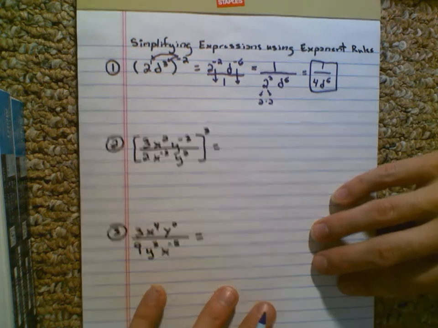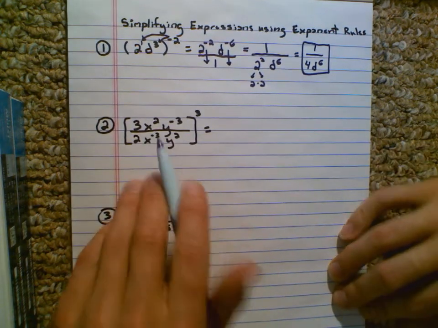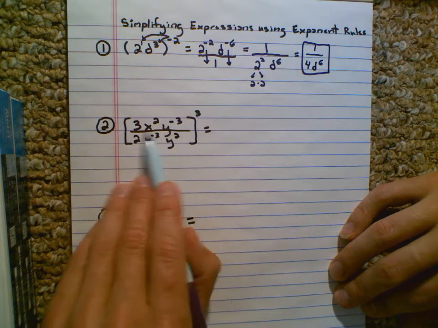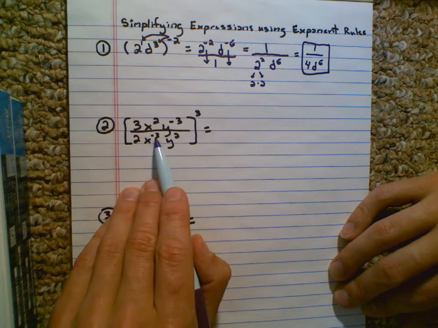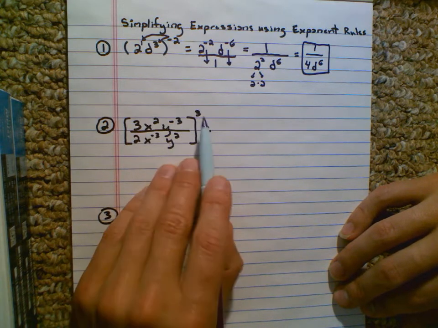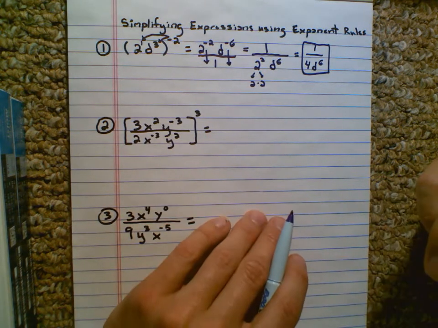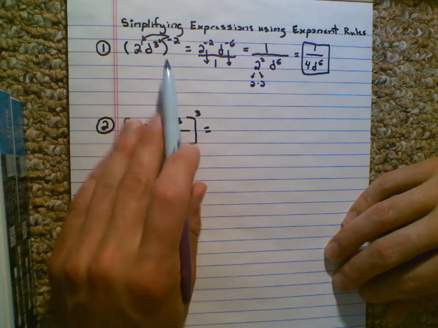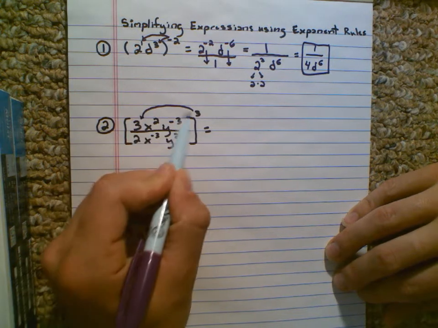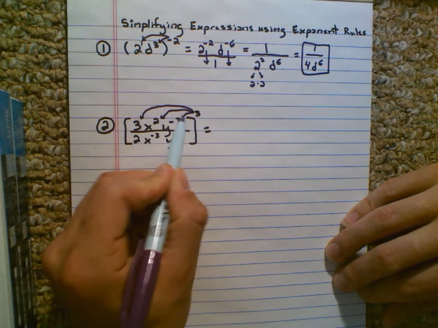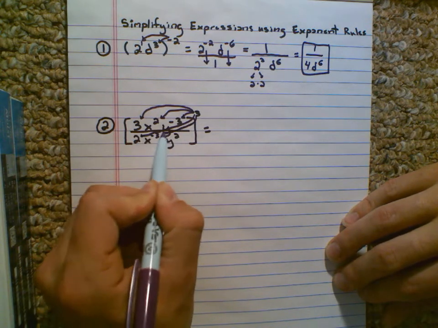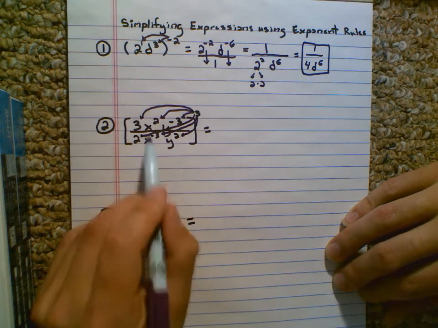All right, let's look at number 2. In number 2, I have 3x to the second y to the negative third power all over 2x to the negative third power times y squared. And all of that is being raised to the third power on the outside. Now, just like in example 1, I'm going to take this power and distribute it to every single exponent inside of the parentheses. Okay, it's going to every single base.